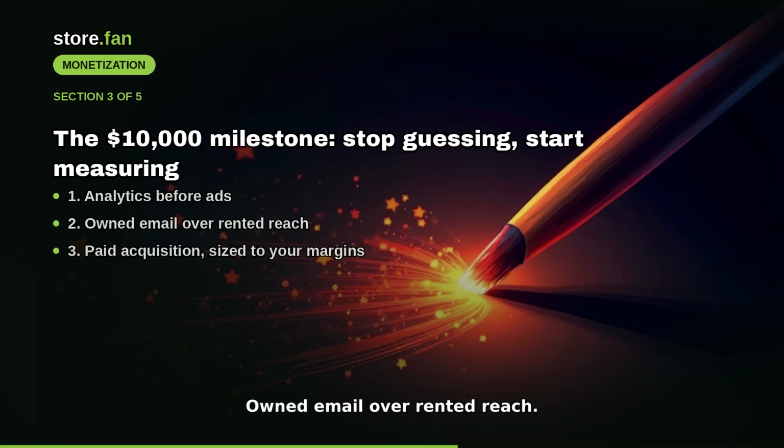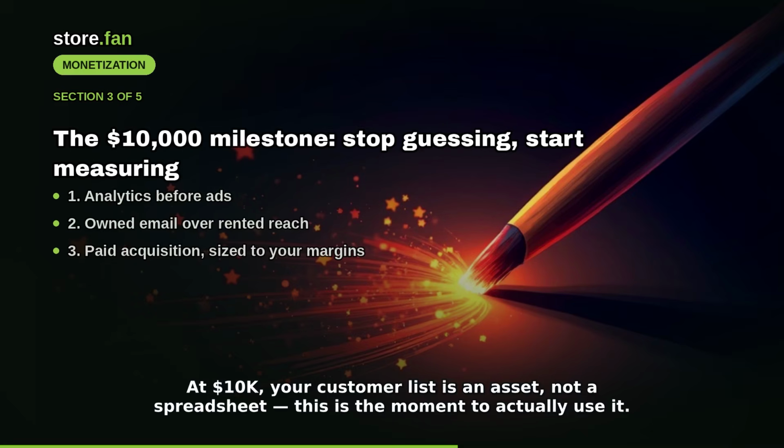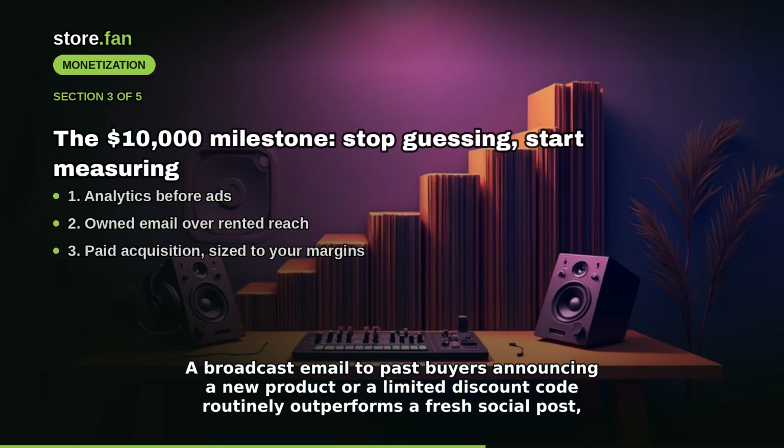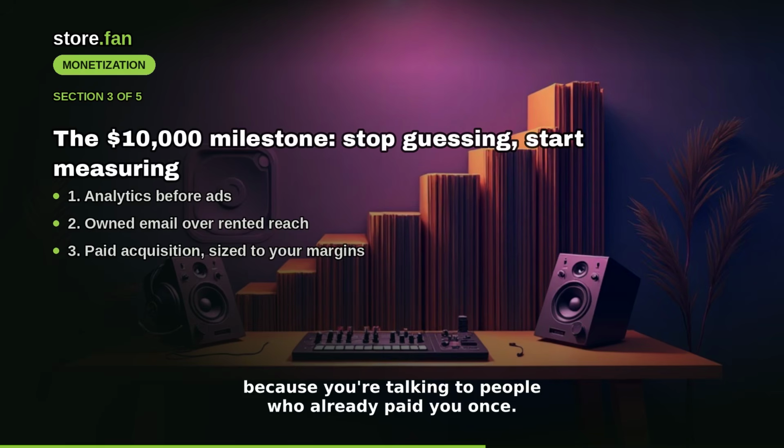2. Owned email over rented reach. At $10K, your customer list is an asset, not a spreadsheet. This is the moment to actually use it. A broadcast email to past buyers announcing a new product or a limited discount code routinely outperforms a fresh social post, because you're talking to people who already paid you once.